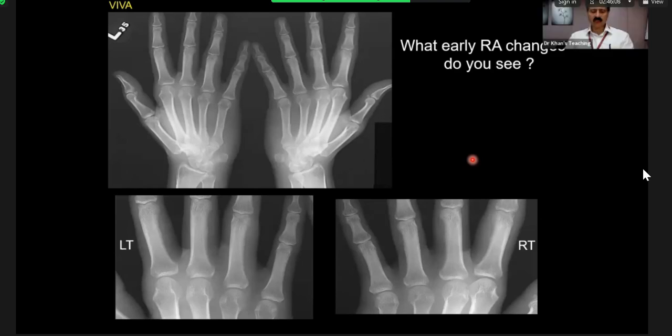Where is the ulnar deviation, of which joint? Right. Is it the metacarpal joints? They appear to... It's the carpometacarpal. Not very convincing, actually. Okay, that's fine. Well done.